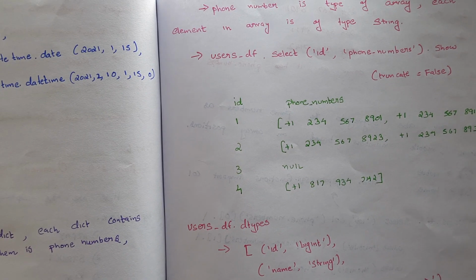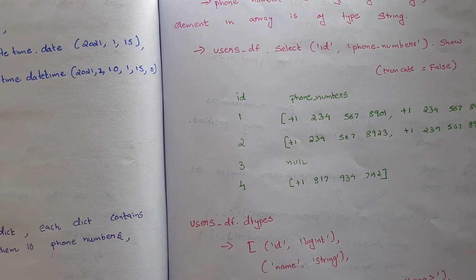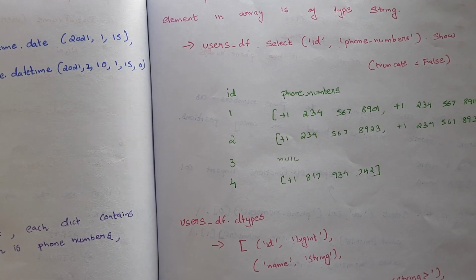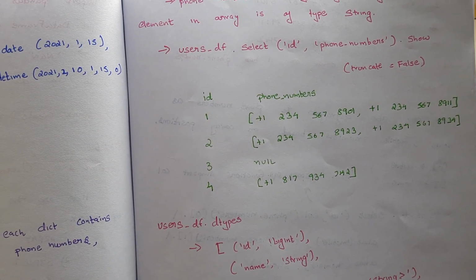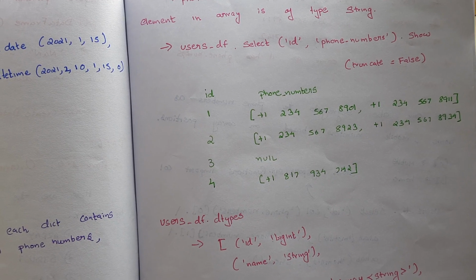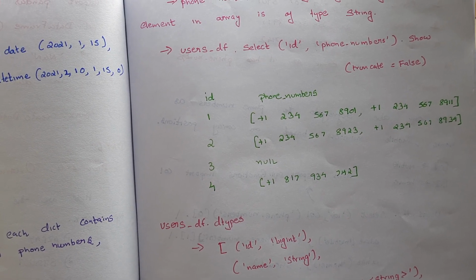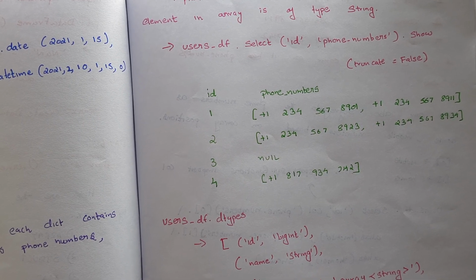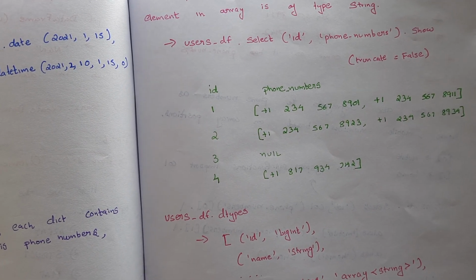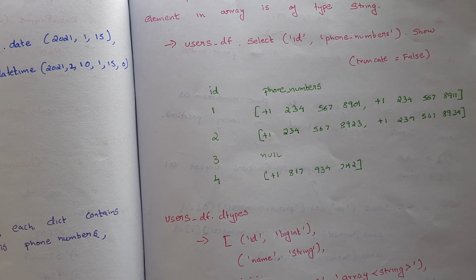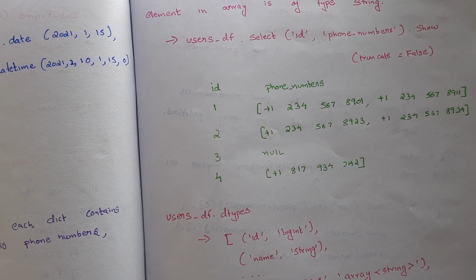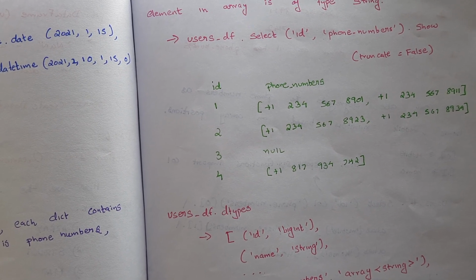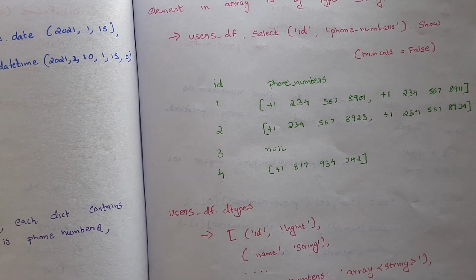user_df.select(id, phone_numbers).show(truncate=False). So if you see, I'm trying to select the id column and the phone numbers column from user_df, the data frame we have created, and I'm doing a show with truncate equal to false so that I am able to see the full value of the column. So I'm getting id and phone numbers. I'm just printing some sample IDs here.